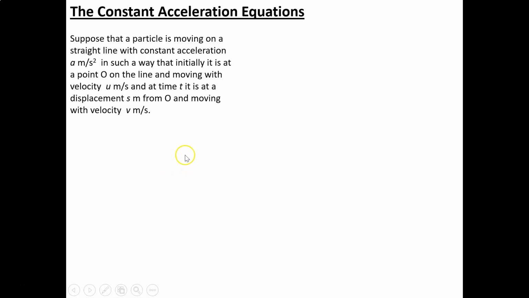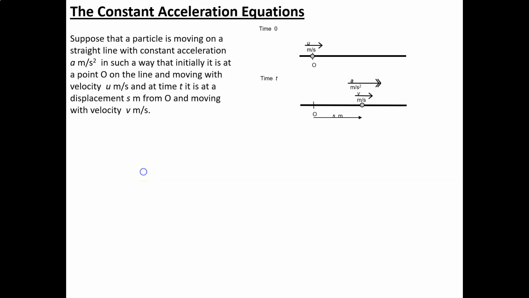Constant acceleration equations. Suppose we have a particle that's moving on a straight line with constant acceleration, a, meters per second squared, in such a way that initially it is at a point O on the line and moving with velocity u, meters per second, and at time t it is at a displacement s, meters from O and moving with velocity v, meters per second. So there we have a diagram.